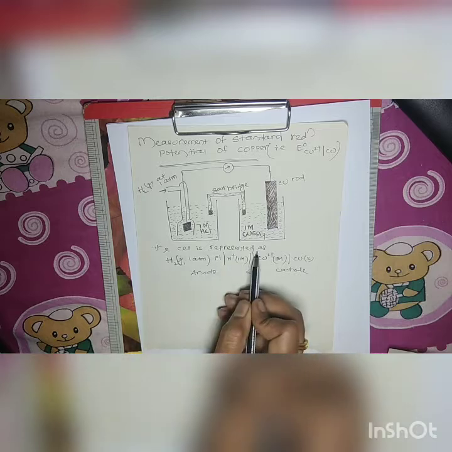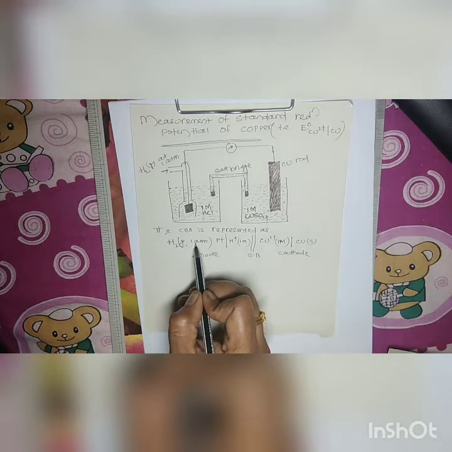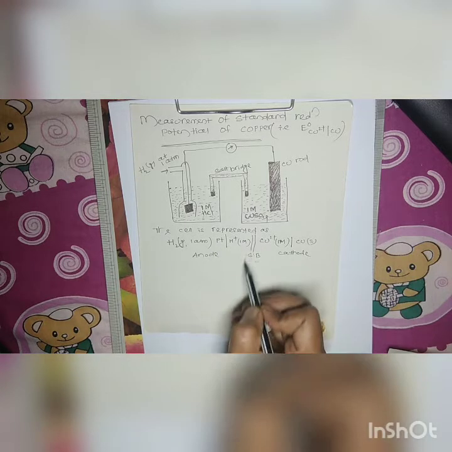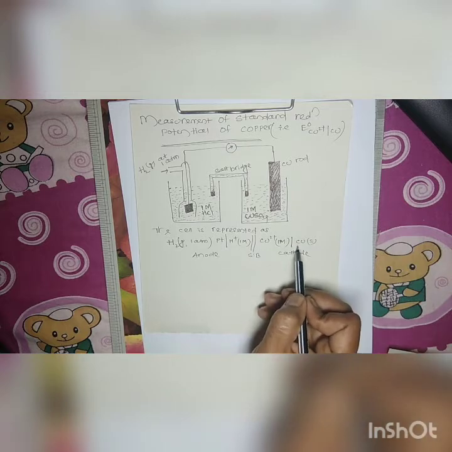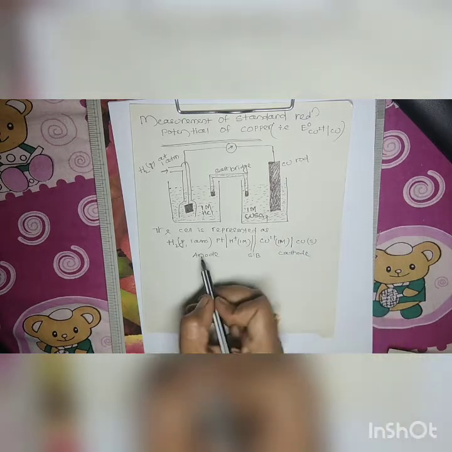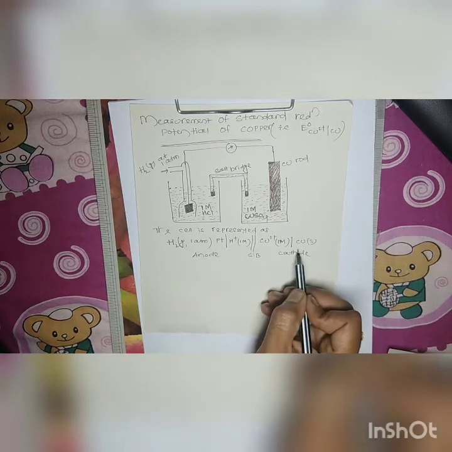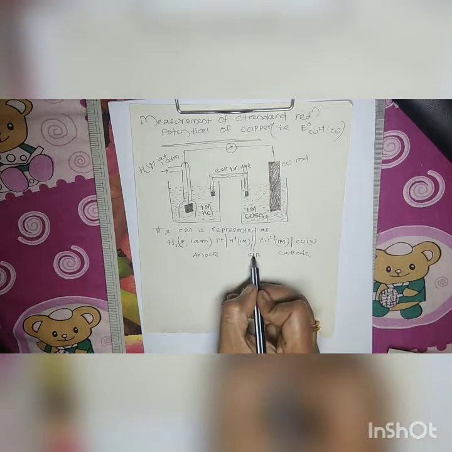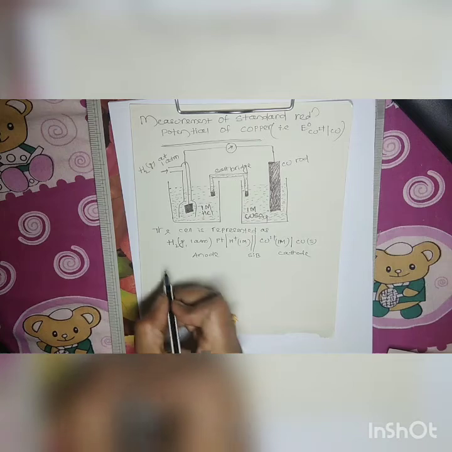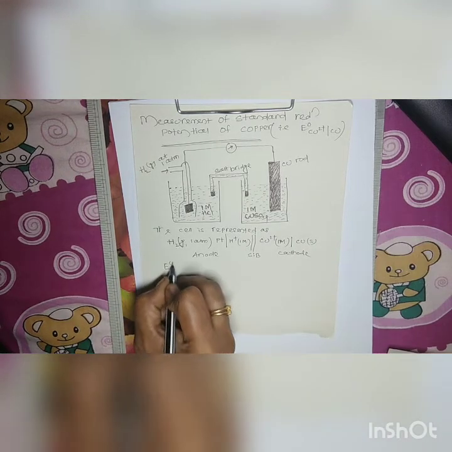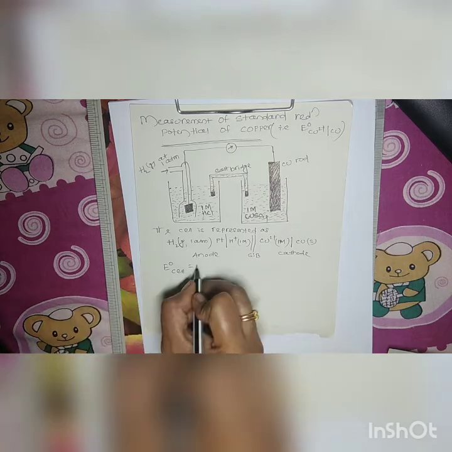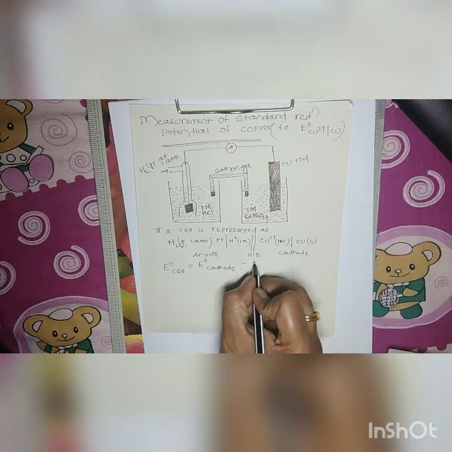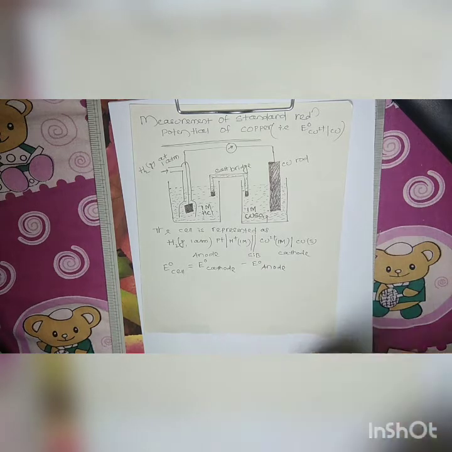The cell is represented as H2 gas, 1 atmosphere, | H+ 1 molar, then the salt bridge, Cu2+ 1 molar | Cu solid. This part is representing the anode, this part is representing the cathode. This anode and cathode are separated by the salt bridge. This is the presentation of the cell. Now accordingly, E naught cell of this particular cell equals the same, E naught cathode minus E naught anode. Getting this?